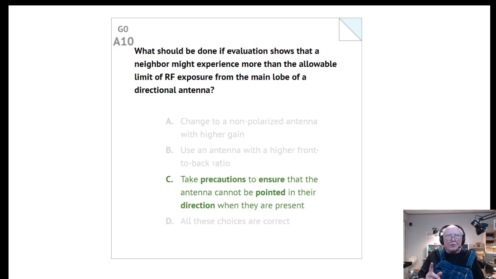You take precautions. Number C, A10. Number C, take precautions to ensure that the antenna cannot be pointed in their direction when they are present. There you go. Put a stop on your rotator. I don't know, but that's the correct answer. You could put a stop on there, and take it off when they're gone or when they're at home, and put it on in the daytime when they're at work. That sounds like a lot of work to me.